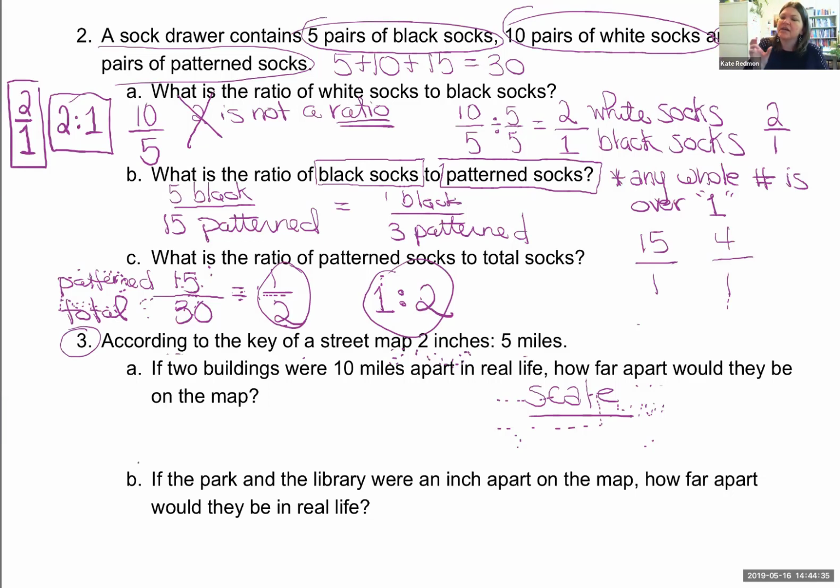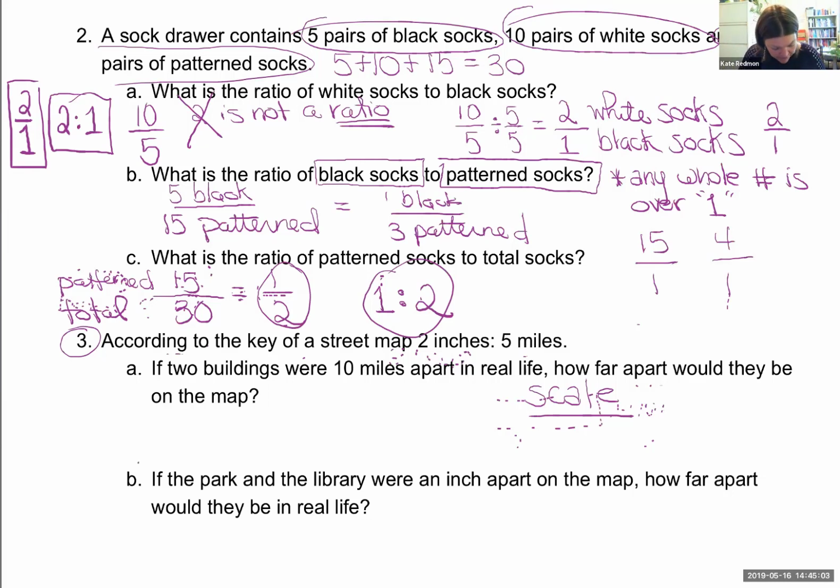So what am I saying? I'm saying 2 inches on the map is 5 miles in real life. Does that make sense? Yep. So then I say if two buildings were 10 miles apart in real life, how far apart would they be on the map? Now, I haven't taught you any problem-solving skills with this kind of problem yet. We'll be looking at more complex examples of this later and learn a method, but right now all we have is what we know that this relationship means.